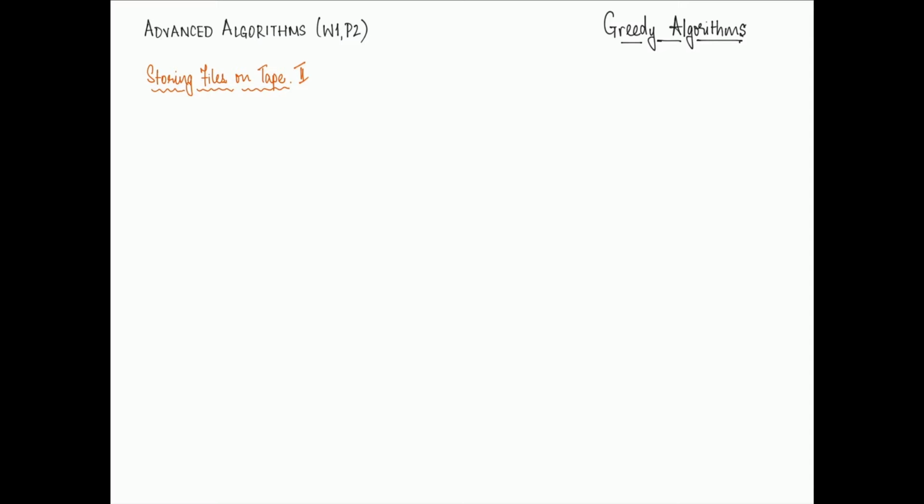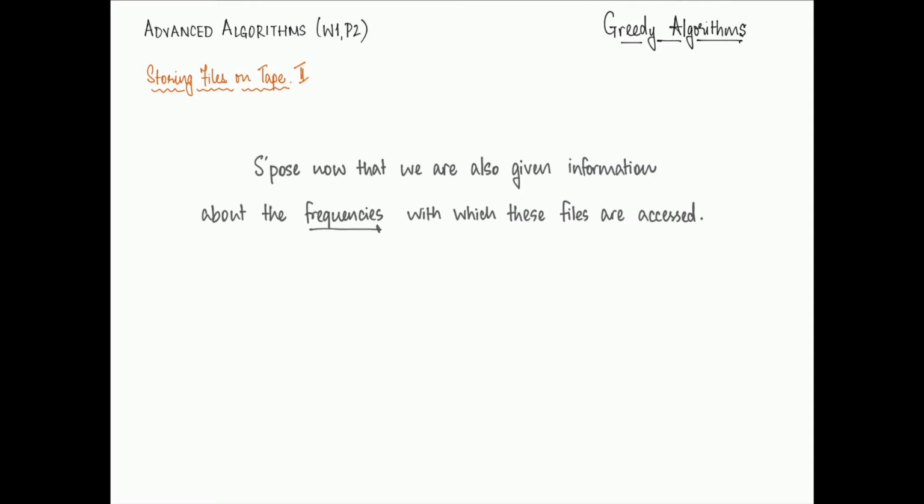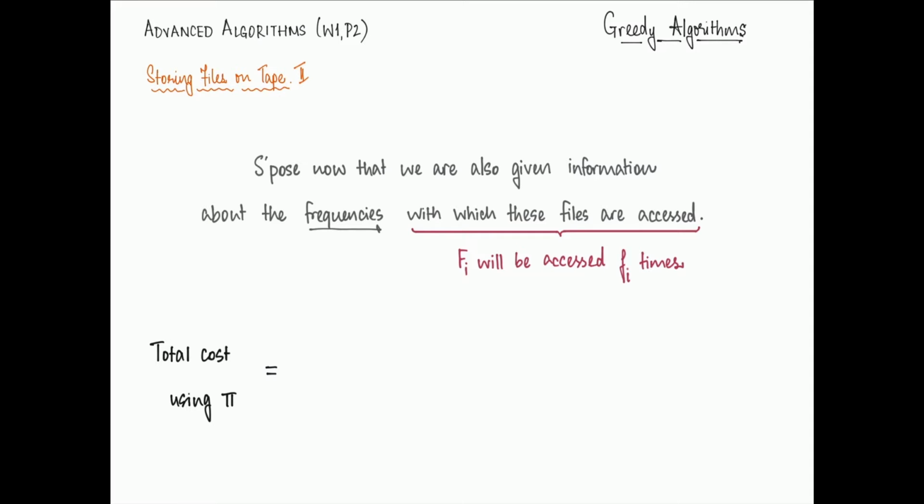Now in this video, I want to focus on a slightly different setting. Here we assume that we are actually given precise information about how often the files will be accessed. So associated with each file fi, we have a frequency which I denote by little fi. And that's the number of times that we know that this file will be accessed. And now we can update our cost function to reflect the total cost of accessing the files as opposed to the expected cost, which is what we worked with last time.